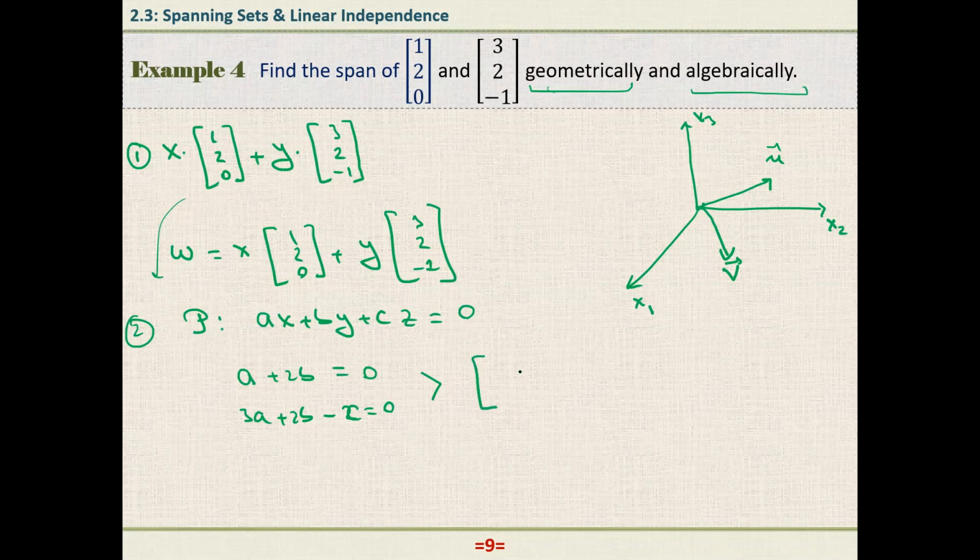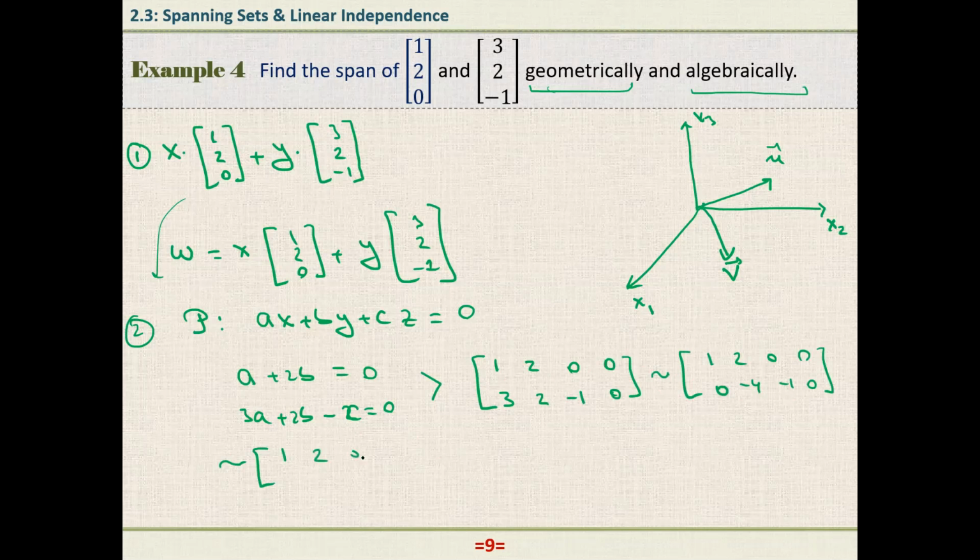Now from here, how do we determine the values of a and b? We need to solve this system. Here we have 1, 2, 0, right? And here we have 3, 2, -1. And on the right hand side, what do we have? 0 and 0. Take the row 1, 2, 0, 0, multiply by -3 and add it to the second row. Here we have 0, and -3, -6 plus 2, -4. It is just -1 and 0.